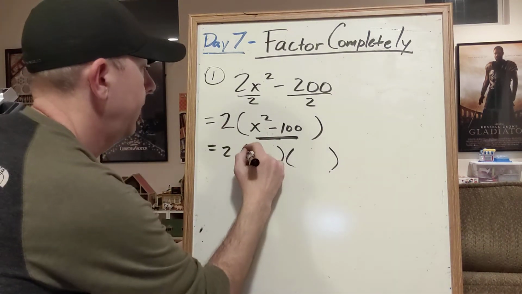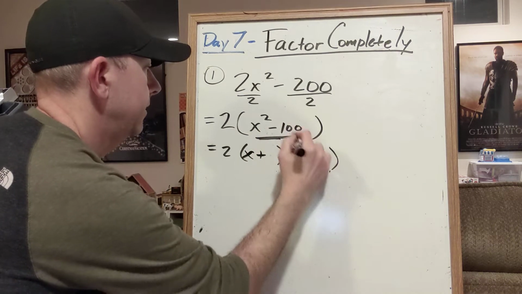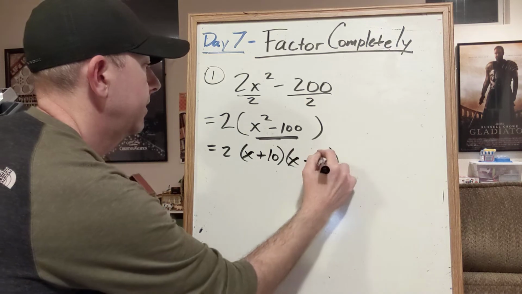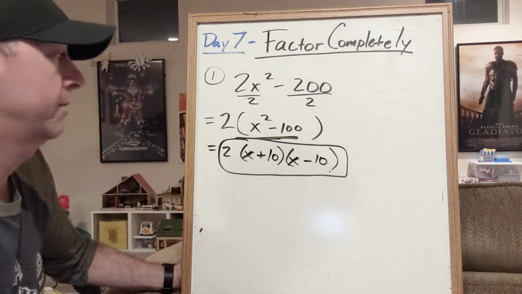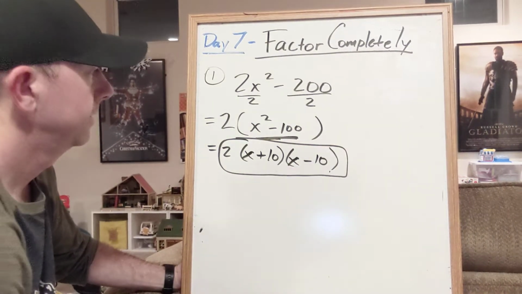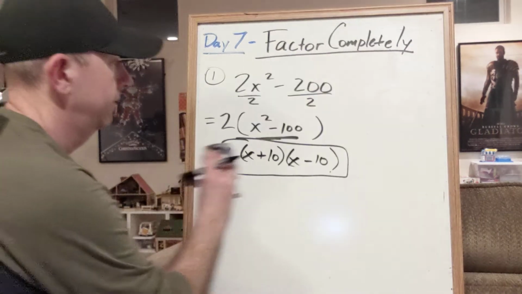So we're going to have x and x, plus and minus, and the square root of 100. Now we can do this because it's a perfect square. We get 10 there. So 2 times x plus 10 times x minus 10. So always double check, is there anything else I can do with that one? There's not, so you can stop right there. Okay, so there's number 1.